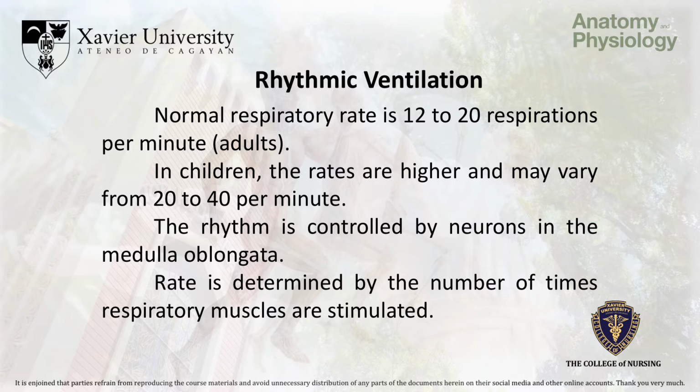So normal respiratory rate is 12 to 20 respirations per minute, or RPM. In children, the rates are higher and may vary from 20 to 40 per minute. So the rhythm is controlled by neurons in the medulla oblongata. So rate is determined by the number of times respiratory muscles are being stimulated.